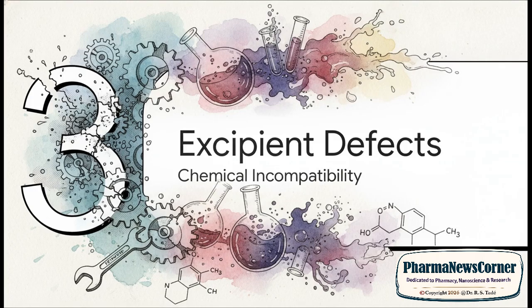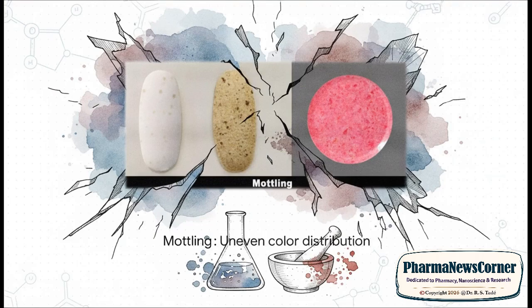Section 3. Excipient and material defects, chemical incompatibilities. Sometimes the hardware is perfectly fine, but the chemistry is basically at war with itself. This right here is mottling. The surface is scarred by this completely uneven distribution of color. It looks patchy, it looks totally unprofessional, and that immediately reduces its acceptability for the end user. No one wants to take a pill that looks like a bad tie-dye experiment.